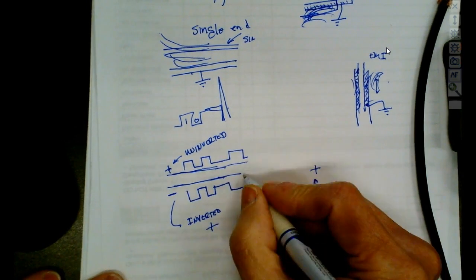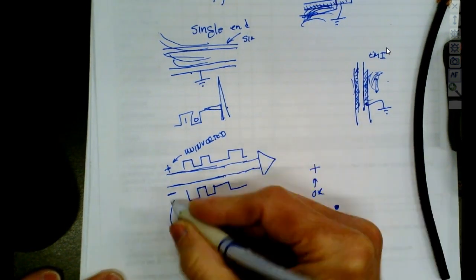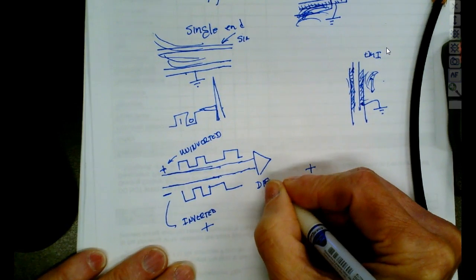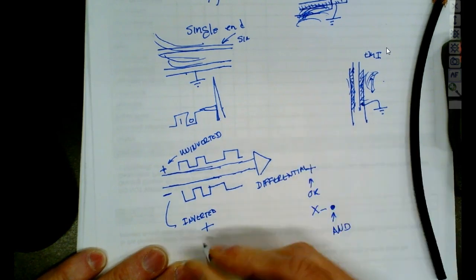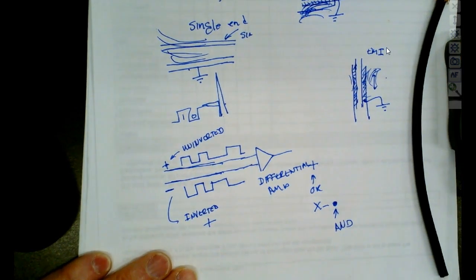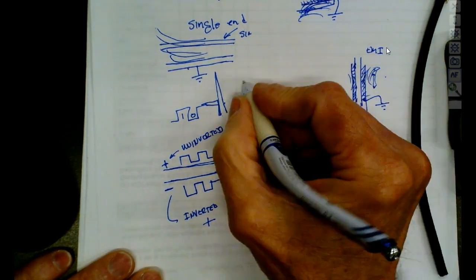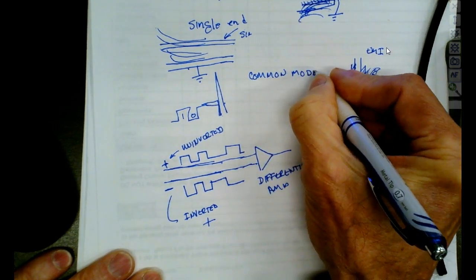So what happens is we came out with an amplifier that we're not going to get into that we call a differential amplifier, and we bring our inverted and our uninverted signals into a differential amplifier. And what the differential amplifier does is it allows differential signals to pass, and it blocks what we call common mode signals. Common mode signals are signals moving in the same direction.